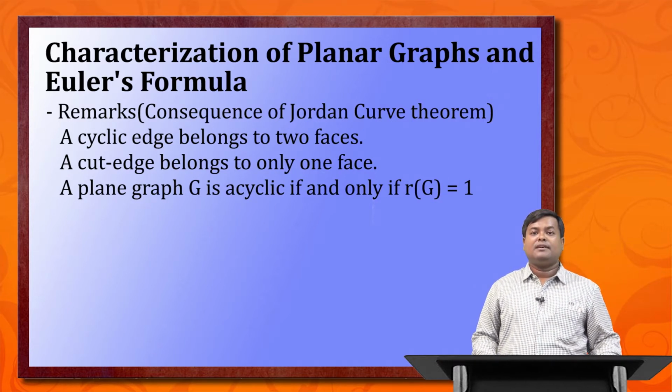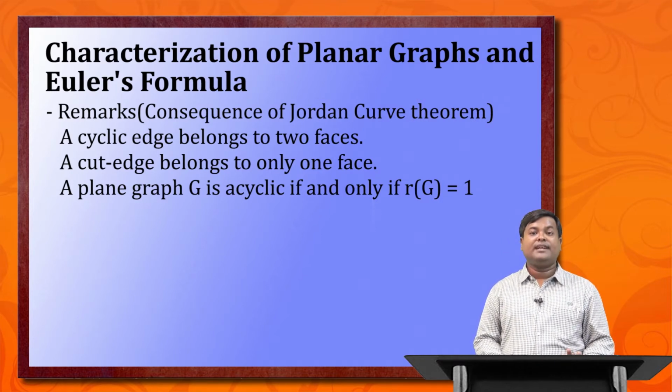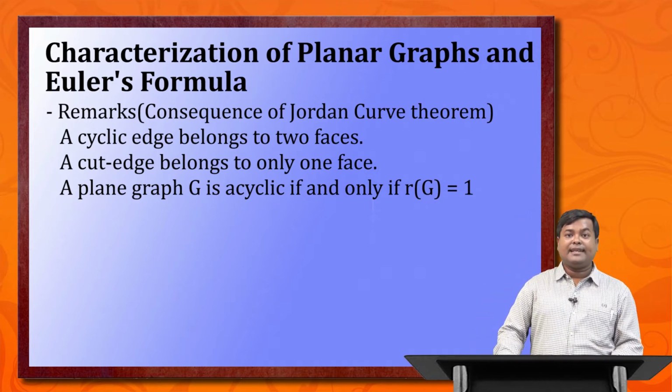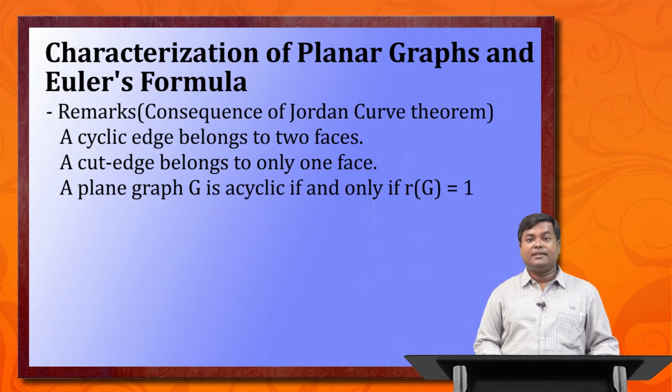The first one: a cyclic edge belongs to two faces. It's obvious, right? We already said a closed Jordan curve will divide the entire plane into three different parts: exterior, interior, and the Jordan curve itself. So it divides the plane into two regions. Therefore, a cyclic edge belongs to two faces, one is exterior, another one is interior.